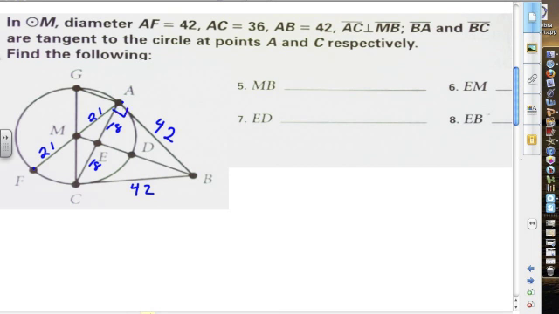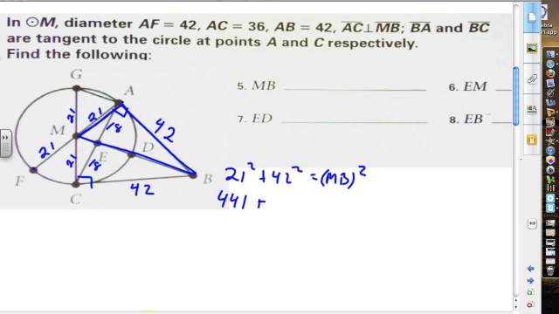Okay, so that's all our given information. And we know it's tangent, so that means I'm perpendicular here and I'm perpendicular here. And CM would be 21 and GM would be 21. MD would be 21. All those radii are going to be 21. Okay, so we got a right triangle there. Let's see, can I figure out how long MB is? Well, yeah, I see I have a right triangle right here. So, 21 squared plus 42 squared has to equal MB squared. 21 squared is 441.